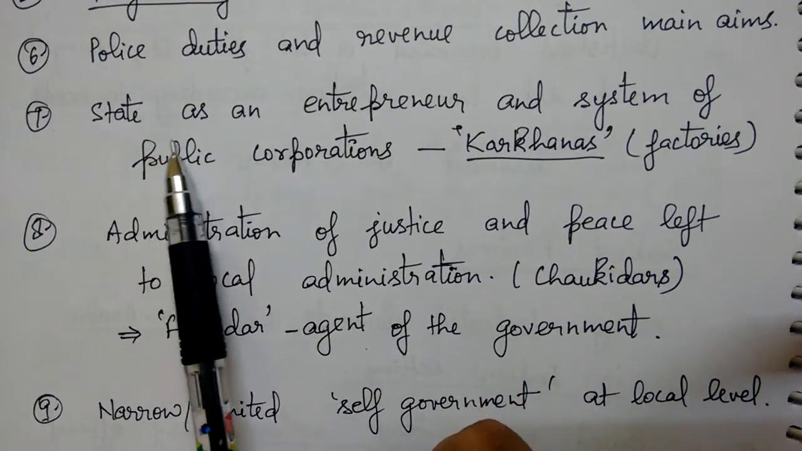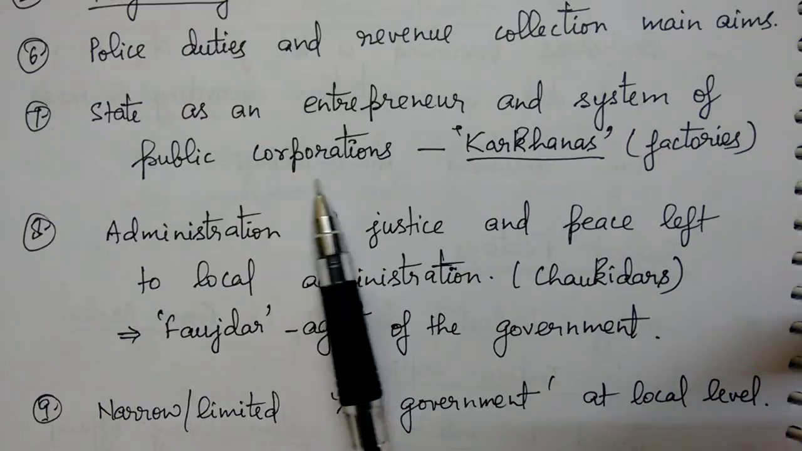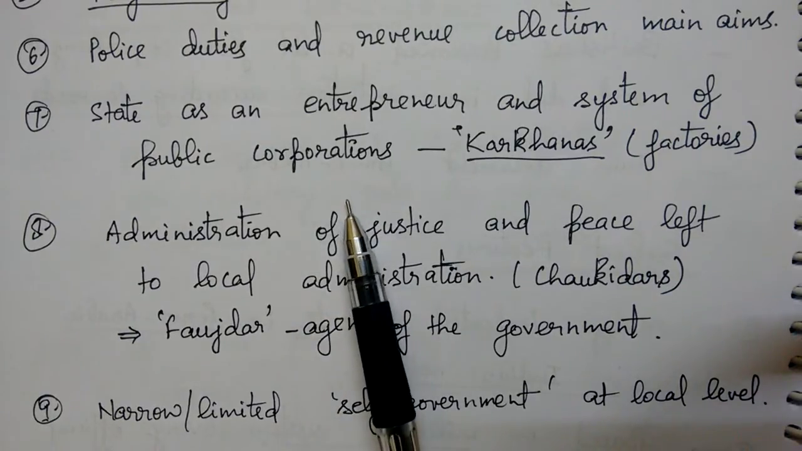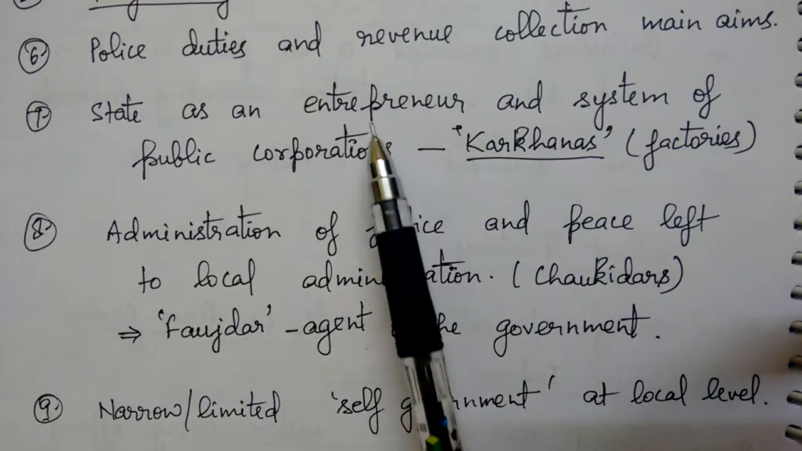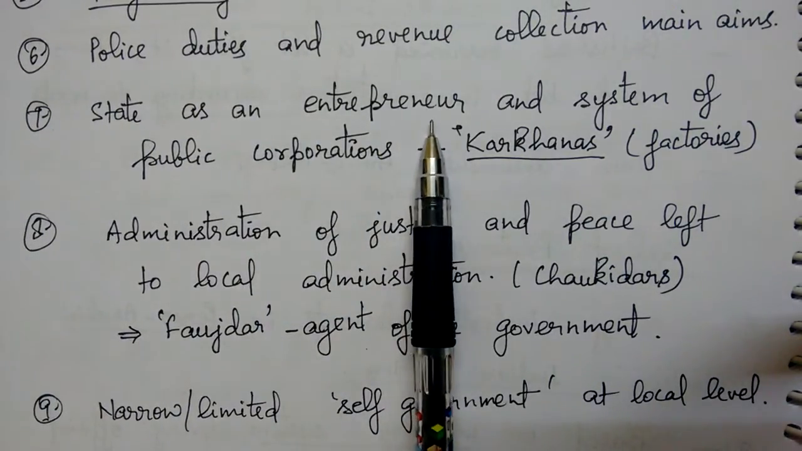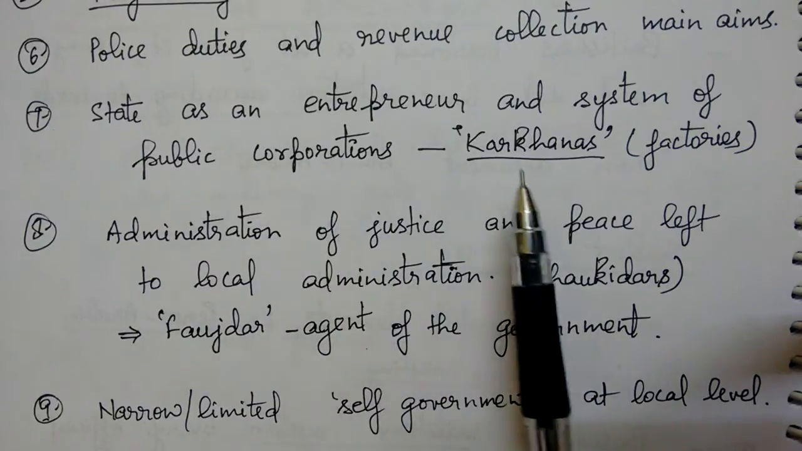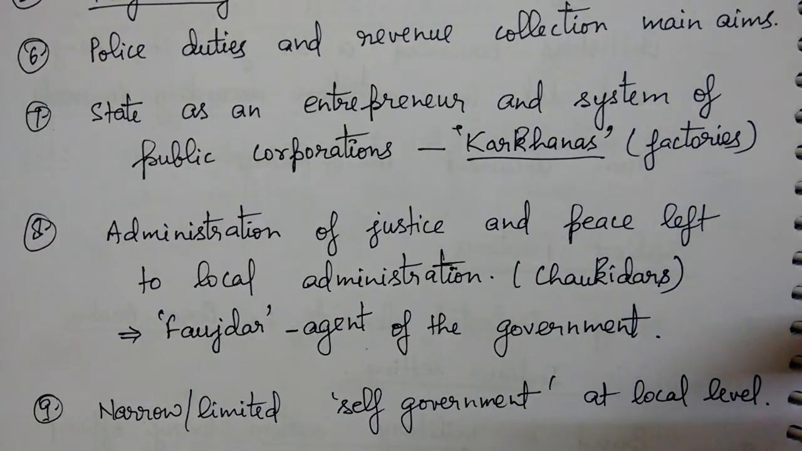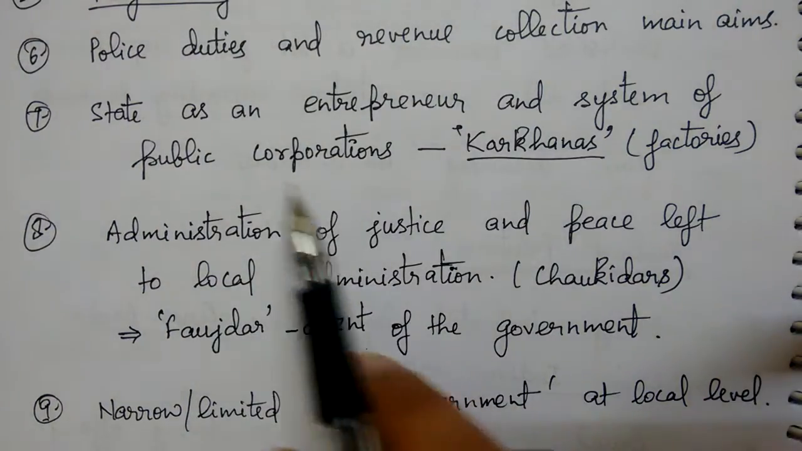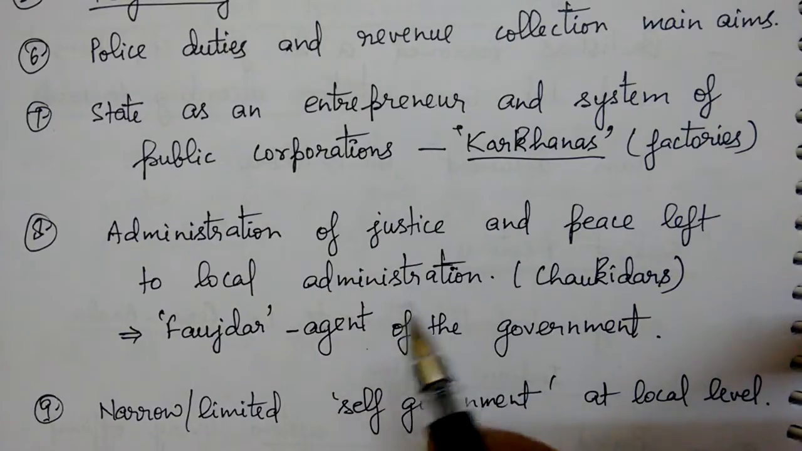Then the next feature is the state as an entrepreneur and system of public corporations. There was one question in which it was asked how present Indian administration is different from Mughal administration. If they ask for similarity, you can say that the state was an entrepreneur during the Mughals, and it had public corporations known as karkhanas, factories, where the Mughals used to produce many things, for example weapons, or they used to employ artisans to produce cloth or anything. Like today we have modern public sector undertakings, PSUs. Similarly, Mughals also used to have public corporations. So this is a very important point.